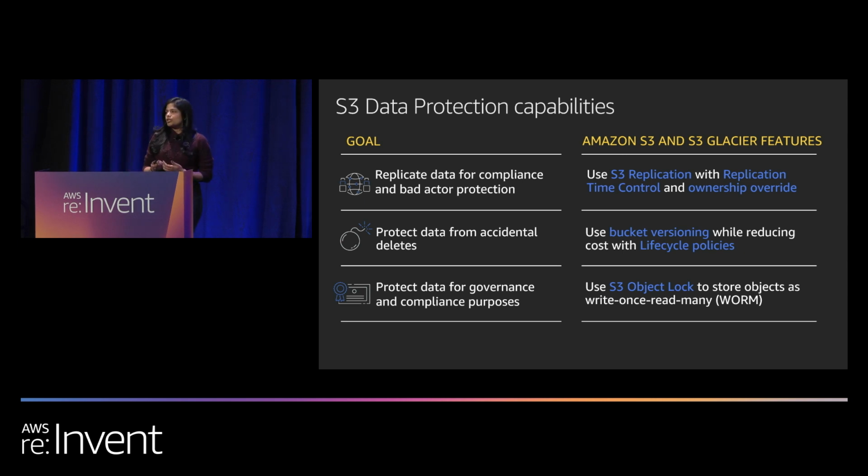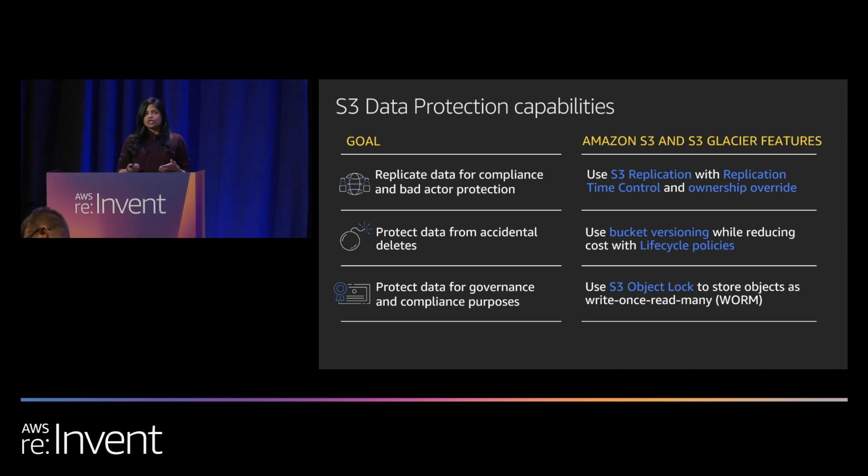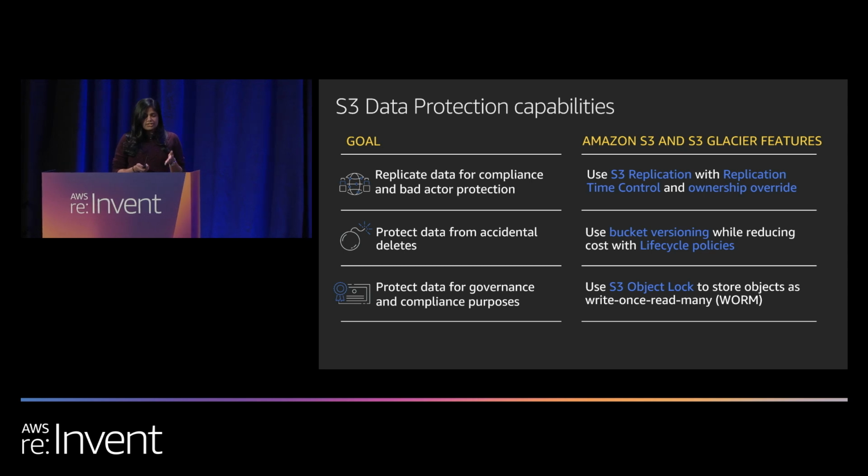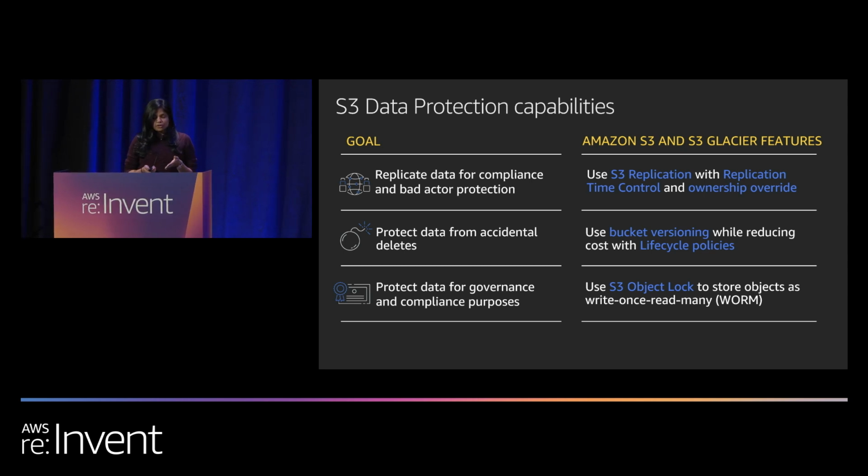So what do you do to protect your data? I think on a high level, we all have some idea of what we can do. You can create copies of your data. You can enable versioning so you have multiple versions of your data. Or you can just lock down your data for any modification. And S3 has a couple of data protection features that help you do that. So we have replication that helps you replicate all the objects in a bucket for compliance purposes or protection from rogue actors.